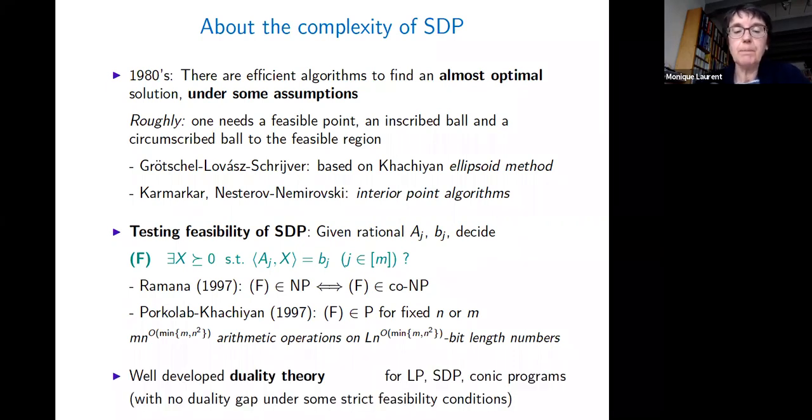And finally, let me mention that there is a well-developed duality theory, which holds actually in the more general setting of conic programming. But again, we need to be a bit careful: you need some strict feasibility conditions in order to ensure that there is no duality gap.